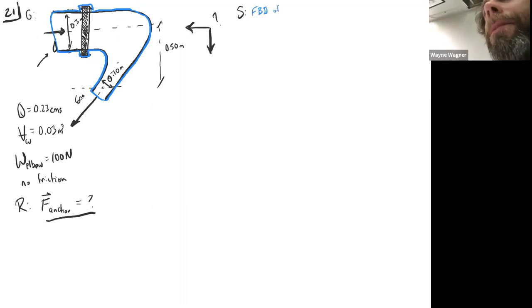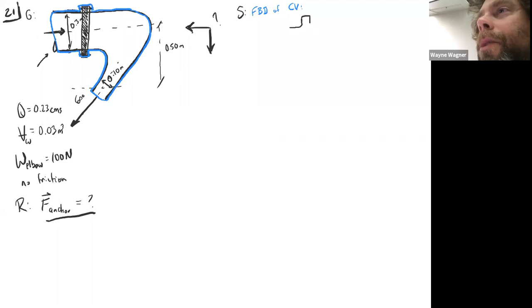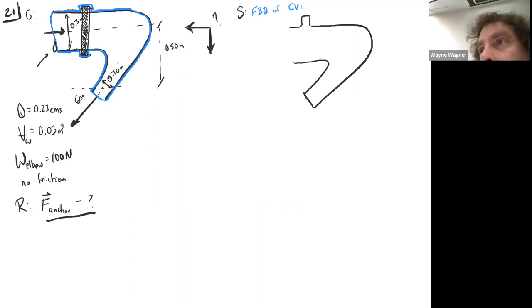Okay, so here's my free body diagram of my control volume. My control volume includes the metal or the rubber, whatever the flange is made out of and whatever the elbow is made out of. So we're going to draw that as best I can, whatever that looks like. If I had more time, I could be a little bit more exacting with this. Let's see, we forgot the flange. Okay, and then this is like this.